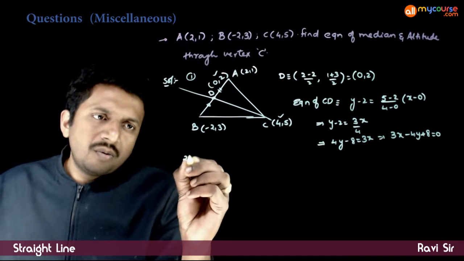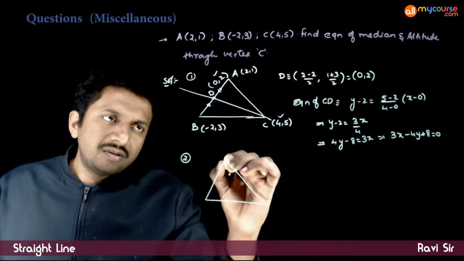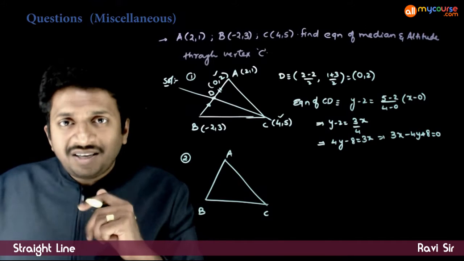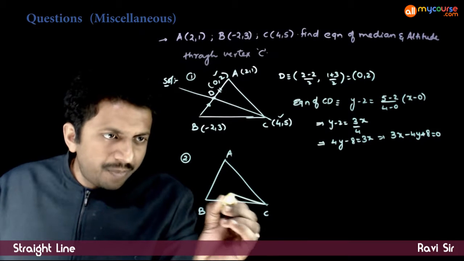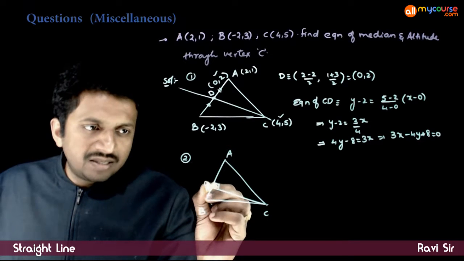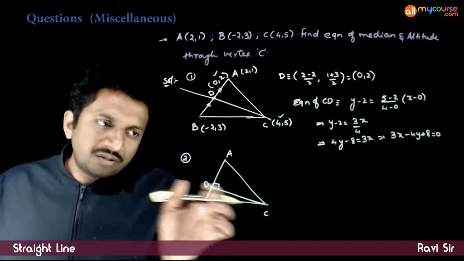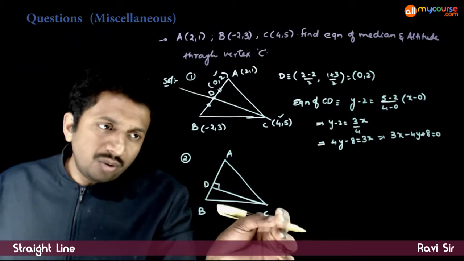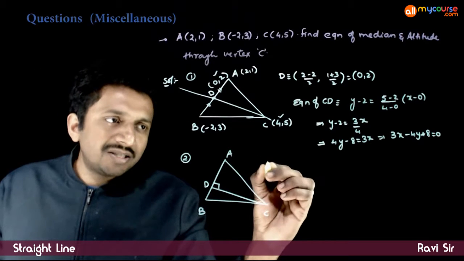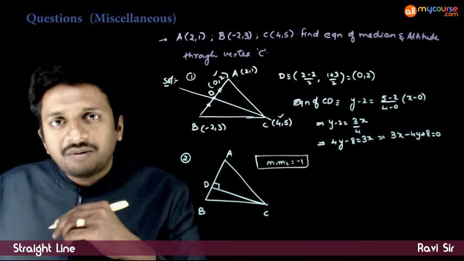Next, what is the equation of the altitude? What is the meaning of altitude through vertex C? The altitude is the perpendicular from the vertex. So if this is D, this time D is not the midpoint of AB. I want a line through C which is perpendicular to AB. Here let us use the concept that m1 times m2 is equal to -1 if 2 lines are perpendicular to each other.